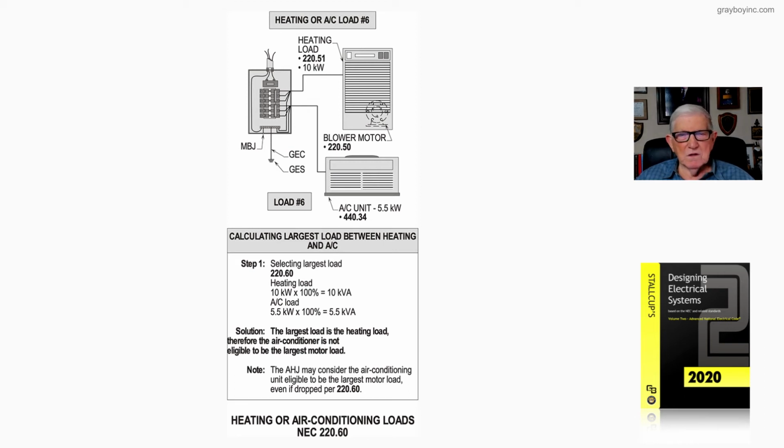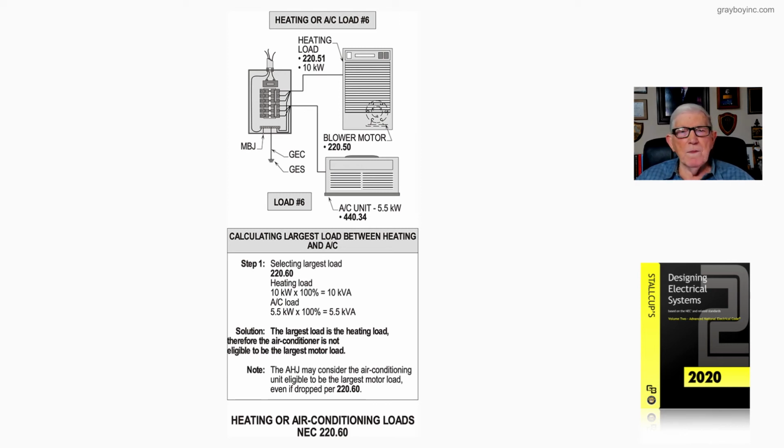And some will put 125% onto that. I don't believe you do that, but everyone doesn't agree with me, and you have to check that out to see what your interpretation would be. So the largest load is the heating load. Therefore, the air conditioner is not eligible to be the largest motor in this case, and I don't think the code would consider it, because it's dropped.